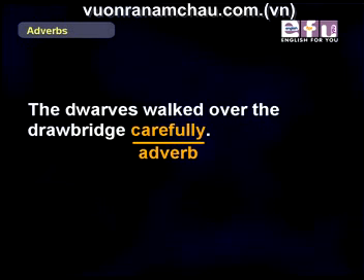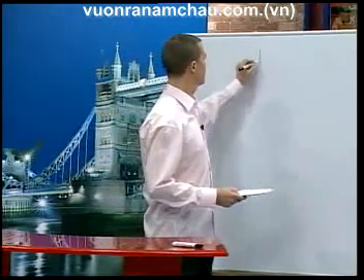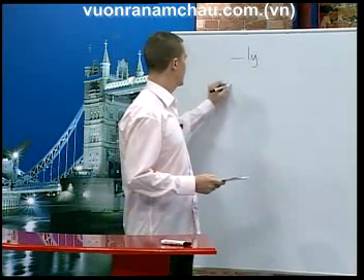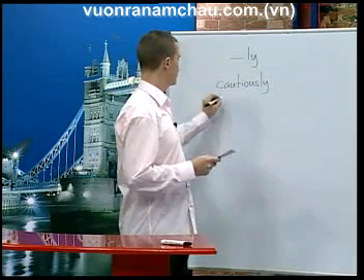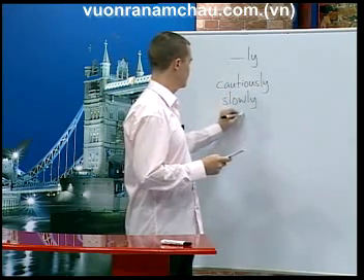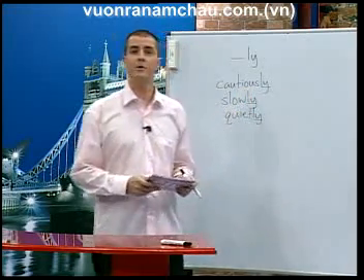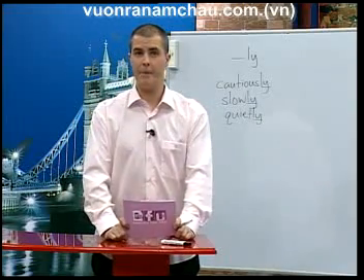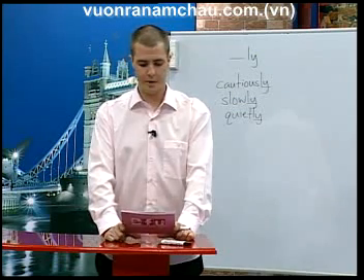They walked carefully. Now, many adverbs end in ly. Some examples are cautiously and slowly and quietly. These adverbs usually come at the end of a sentence. Now, some words can be both adverbs and adjectives, as in these examples.